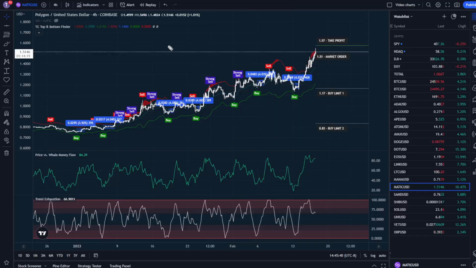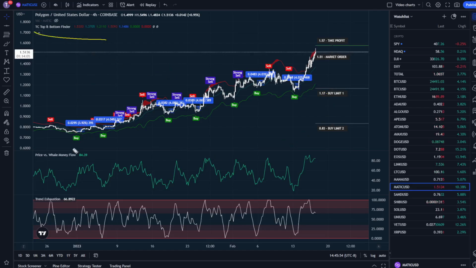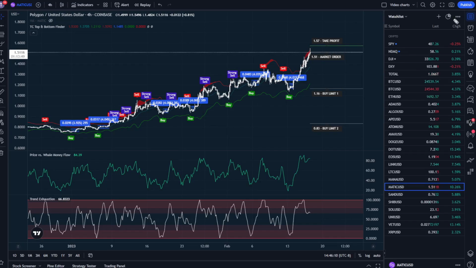Now, the last thing you need to know in order to make this trading strategy even better is how to do this almost automatically. On top of the crazy profits you can make with this strategy, you need to know that using the TC top and bottom finder, price versus whale money flow, and trend exhaustion indicators, you don't even have to be at the computer to do this. This is because of the alerts function.